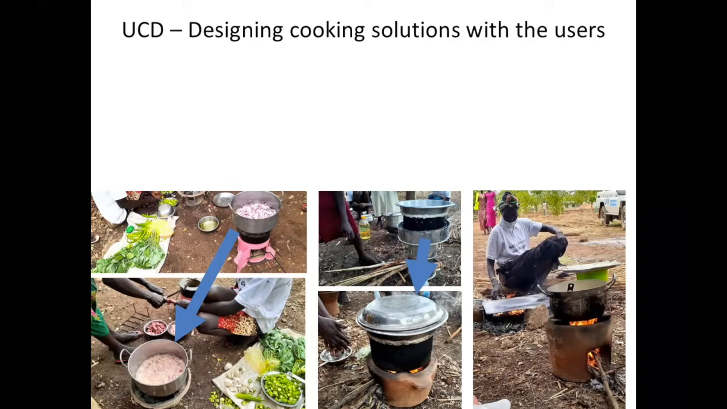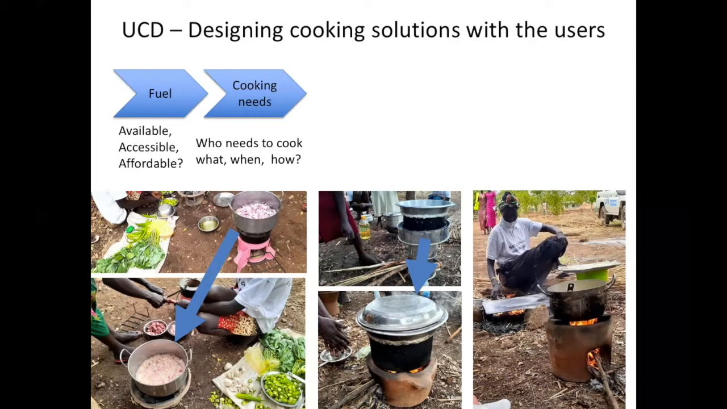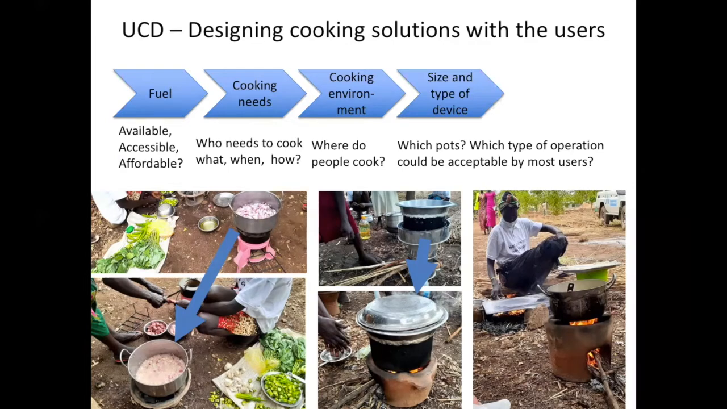So together we went through the checklist, starting with the fuels. What is available, accessible, and affordable? Who needs to cook what, when and how? Where do they like to cook? Which type of pots or vessels do they like? Which size and type of operations do they use? The exercise confirmed the observed preference for a locally made clay stove, so together with local potters and the users, we started designing their dream stove.